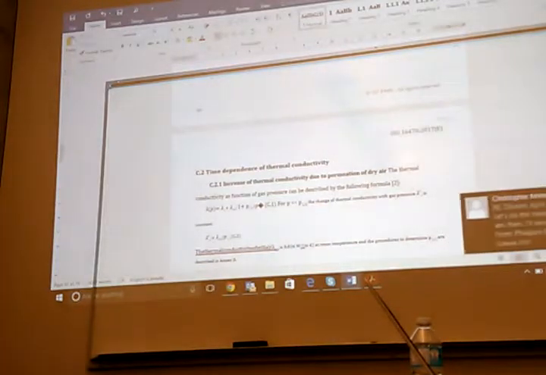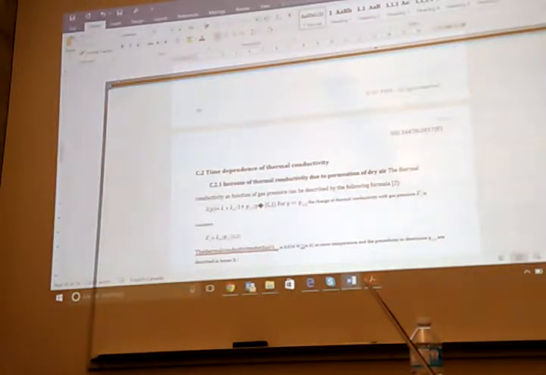Because these are the mathematical equations, taken from the literature. We are not going to peer review them at this moment, but there is the equation they are using for the increase of thermal conductivity due to permeation of dry air. Okay, and for the increase of thermal conductivity due to permeation of water vapor, there is the equation they are using. Okay.